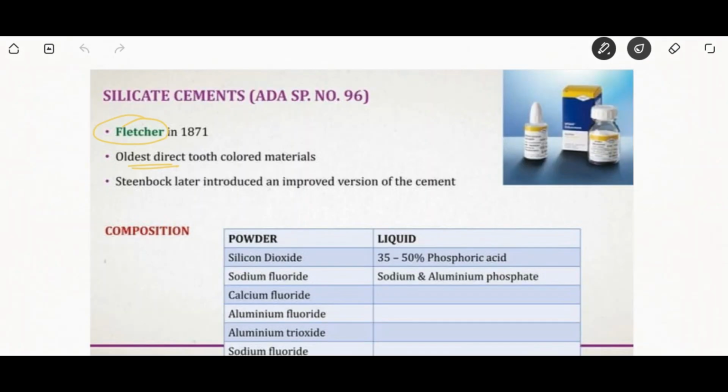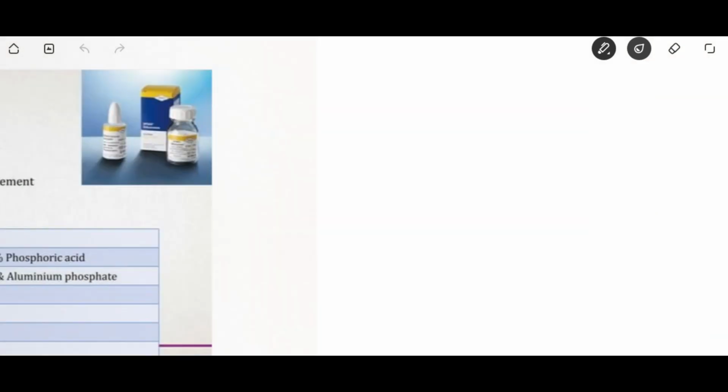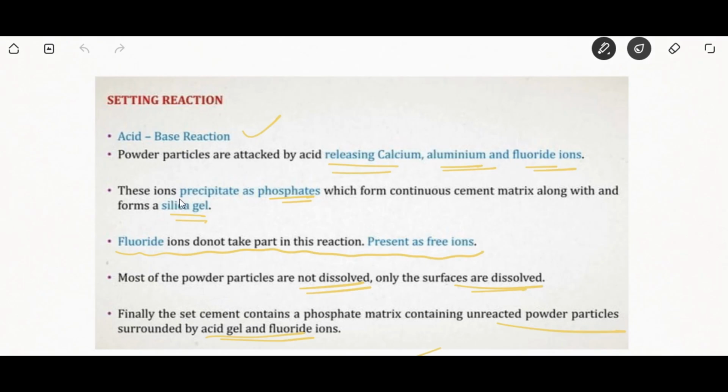Next is the polycarboxylate cement along with the silicate cement. In that we are going to discuss first the silicate cement. It is the oldest direct tooth colored material that was discovered by Fletcher. The setting reaction is an acid base reaction. The powder particles are attacked by acid releasing calcium, aluminum and fluoride ions. These ions precipitate as phosphates that form a continuous cement matrix along with and form a silica gel.